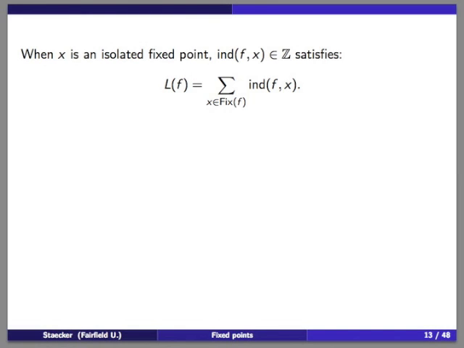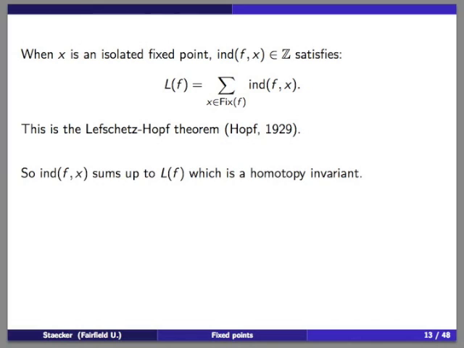All right. So when the fixed points are isolated, it happens that the index will add up and give you the Lefschetz number. So what I just said. Yeah, if you sum up all the indices of the fixed points, then what you get is the Lefschetz number. This is called the Lefschetz-Hopf theorem. It was proved by Hopf in 1929. And so this is what I meant. I said that the index is supposed to be a localization of the Lefschetz number. If that's true, then something like this should be the case. You should expect, if you add them all up, then you get the global Lefschetz number.